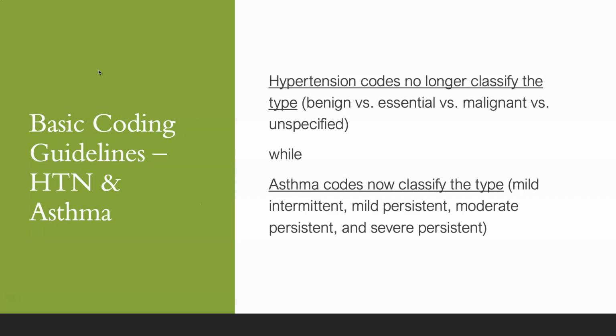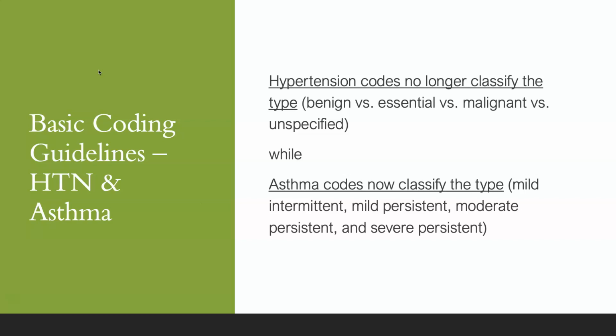Let's talk about hypertension and asthma. Hypertension codes no longer classify the type. It used to be you'd hear about benign hypertension, essential hypertension, malignant hypertension versus unspecified. It's no longer classified. It's hypertension. So whether it's benign, essential, malignant, or unspecified, it all codes to hypertension.